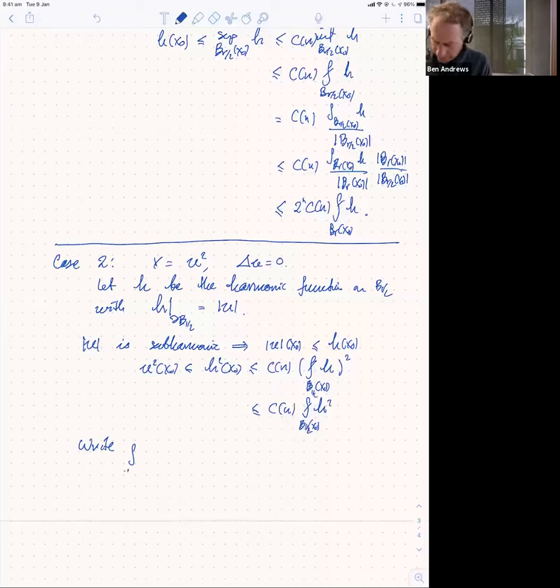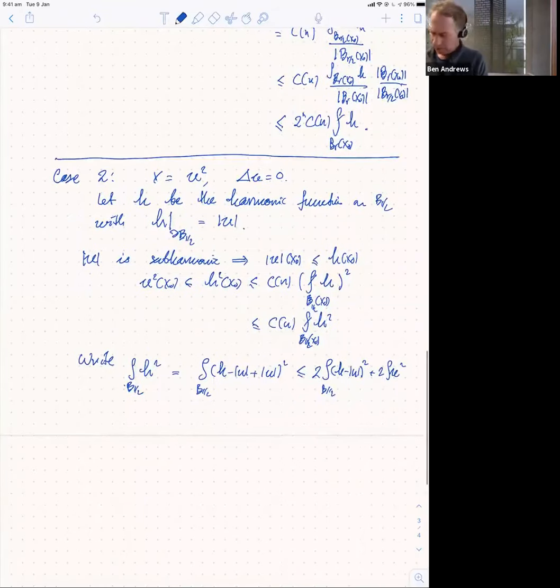Okay, so the integral on the ball of radius a half of h squared. I'll write that as h minus absolute value u plus absolute value u. Okay, and then if I just expand that out, that's bounded by, let's say, twice the integral of h minus absolute value u squared and twice the integral of u squared, again, on the same set. And the important thing to notice is that this function here is 0 on the boundary. The integral of u squared is fine, that's what I want, right?